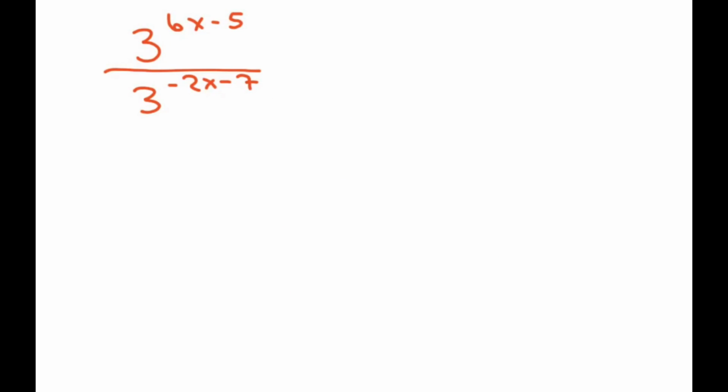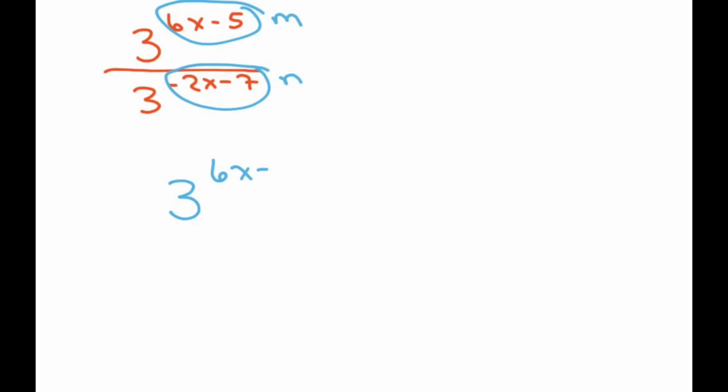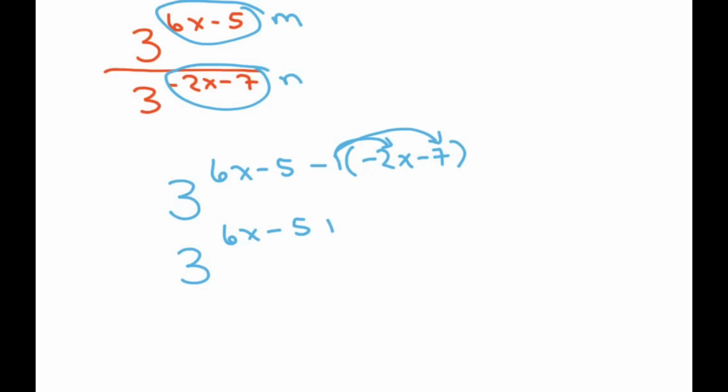Okay, this one is your quotient property. This is your m and your n, and we're going to subtract and write 3 as my base. So it's going to be 6x minus 5. That's your m minus your n, which is negative 2x minus 7. So I'm going to simplify this and write 3 to the 6x minus 5 and distribute. This is like multiplying by negative 1. So it'll be plus 2x plus 7. And collect like terms, 8x plus 2.